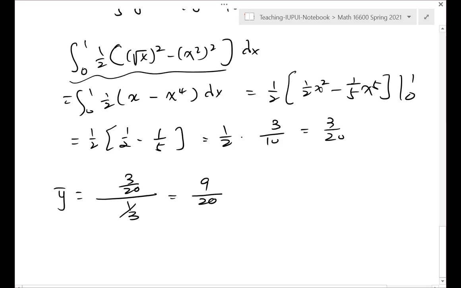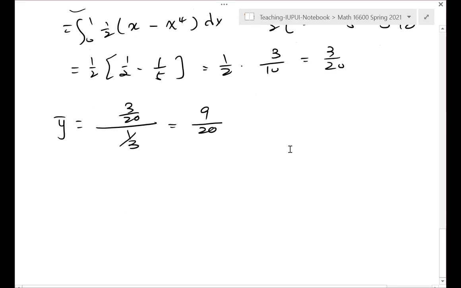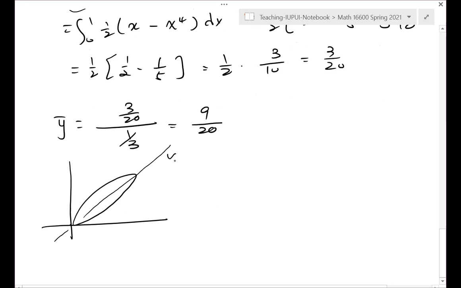However, if you look at the picture, this picture is symmetric about the midline y equals x. So in this case, you really don't need it. x bar should be equal to y bar. The centroid must be on the line. So you just need to compute the x bar, and then you get the same value for the y bar.